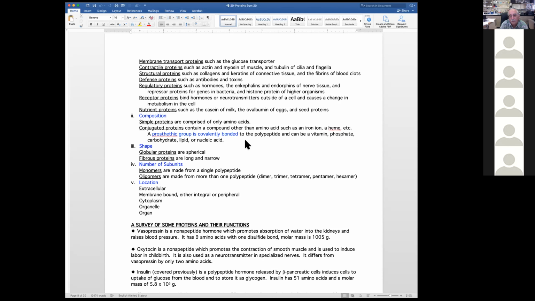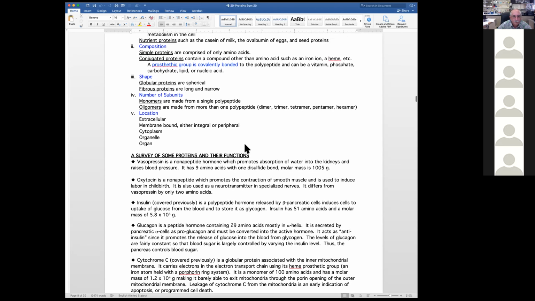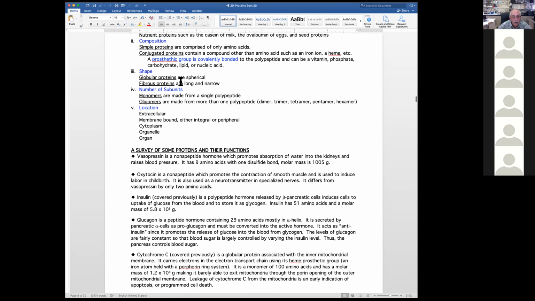So for example, if I take hemoglobin and I boil it, so I disrupt quaternary, tertiary, secondary structure, right? The heme is still covalently bonded to the amino acids. So the heme is considered a prosthetic group, not just a cofactor, but a prosthetic group. And then we could categorize them by shape. They're either globular or fibrous. We could classify them by the number of subunits or by where we find them.